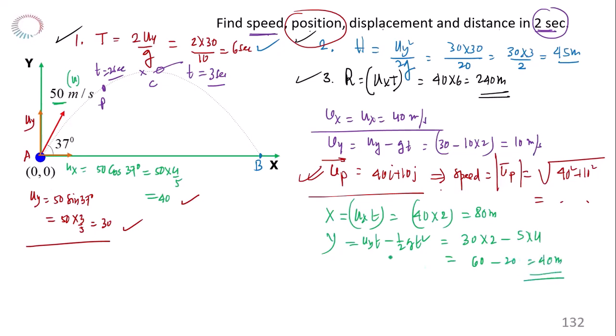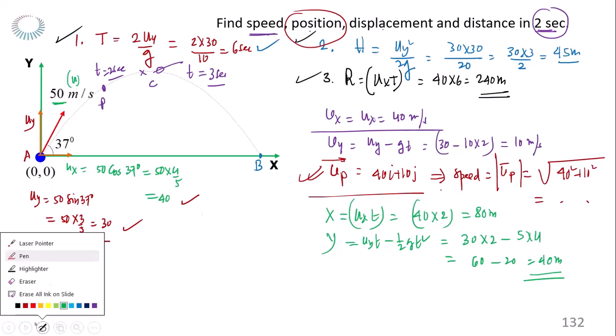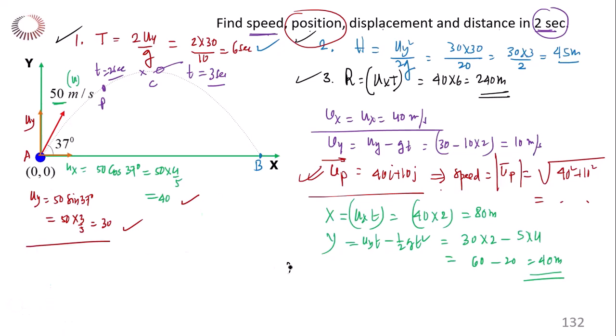Okay. So once I find the values of x and y, that is the coordinate of the point. That means the position vector at point P, that is the RP vector, can I say that is equal to x i plus y j, that is equal to 80 i plus 40 j. Okay, so that will be the value of the RP vector corresponding to the displacement.